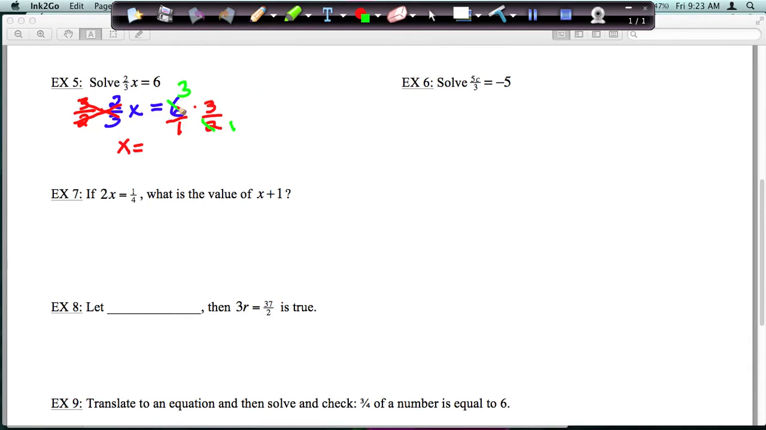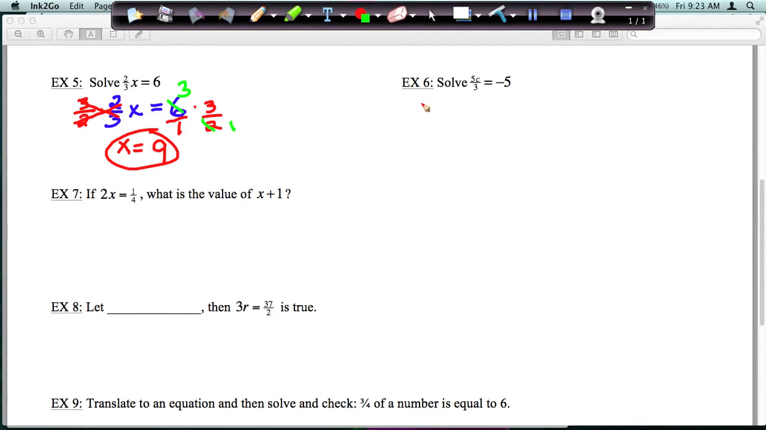Multiply the numerator. 3 times 3 is 9. And in the denominator, you have 1 times 1, which is just 1, and you don't need to write a denominator of 1. 9 over 1 is the same thing as just 9. So we get x equals 9. So go ahead and pause and try example 6 the same way.